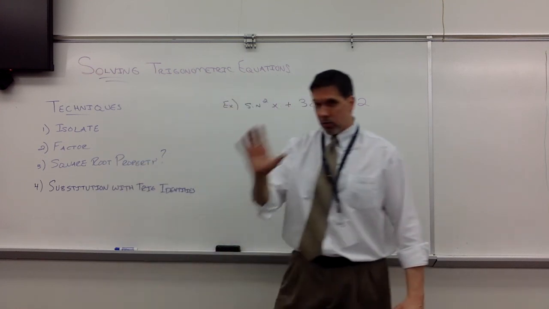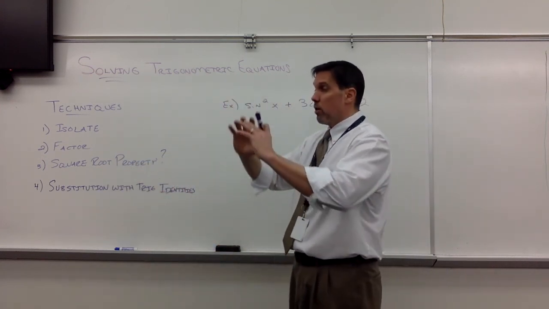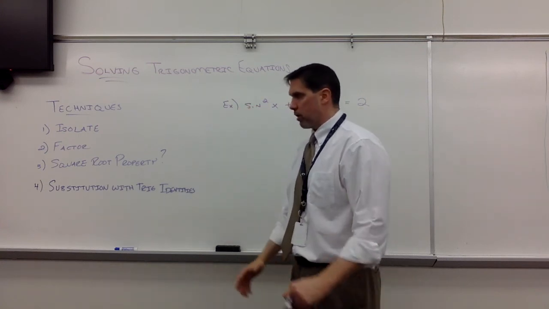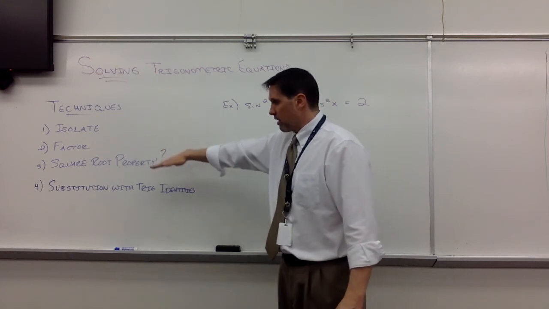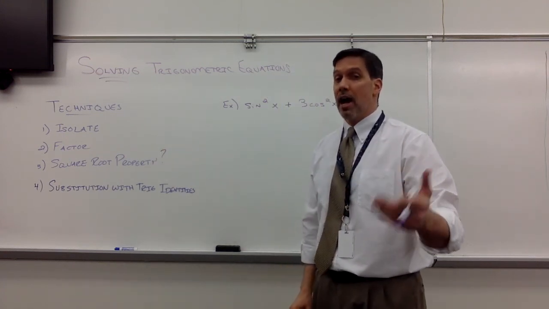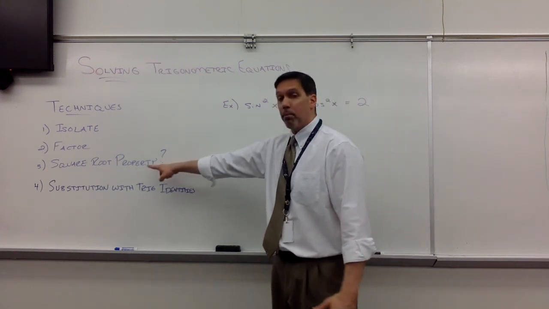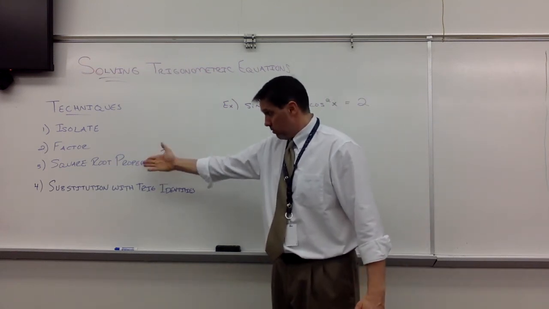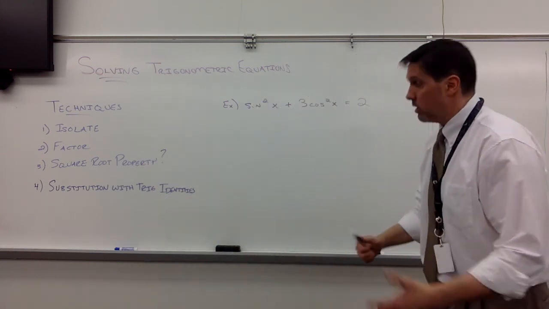Square root property is when you have a sine squared or a cosine squared or a tangent squared, but there's no other functions running around. Like there's not a sine squared and a sine to the first. With quadratic equations, we were looking for something that did not have a linear term, or an x to the first, to use the square root property. And the same is true when we use trig equations. All right, we can also do substitution with trig identities.